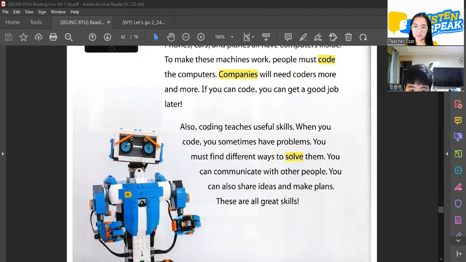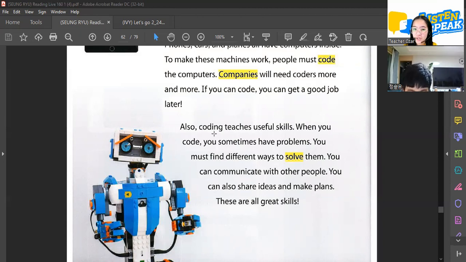Also, coding teaches useful skills. When you code, you sometimes have problems. You must find different ways to solve them. You can communicate with other people. You can also share ideas and make plans. These are great skills.